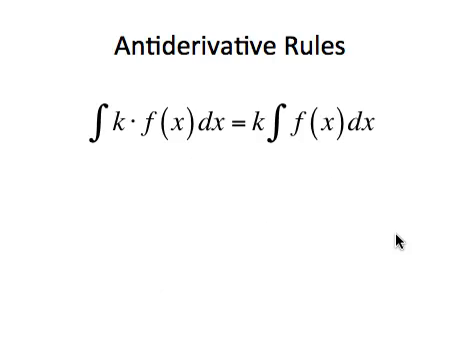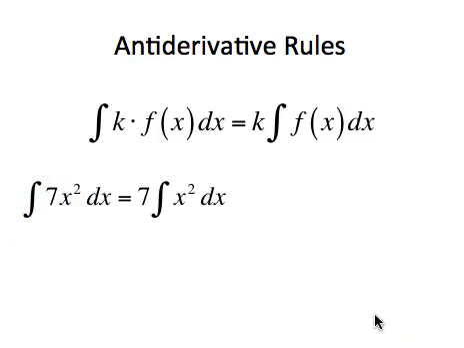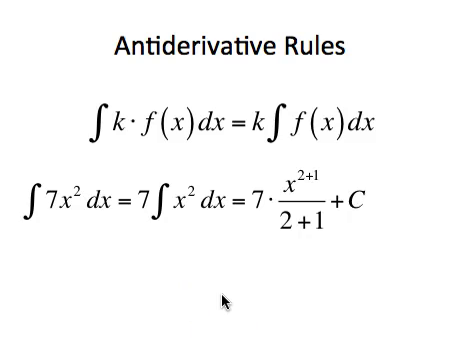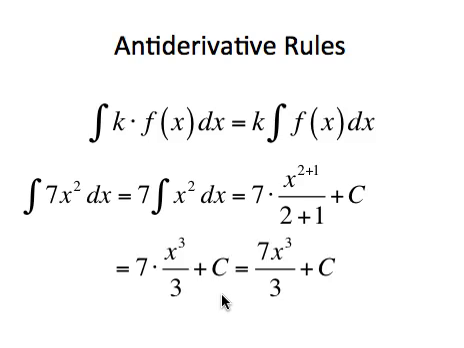Now we've got some rules. Like the derivatives, we can pull constants out in front of an antiderivative. So the antiderivative of k times f of x is k times the antiderivative of f of x. So if I want the antiderivative of 7x squared, we'll pull the 7 out in front. So that's 7 times the antiderivative of x squared dx. But now we know how to do this with our power rule. That will be x to the 2 plus 1 over 2 plus 1, plus c. So 7 times x to the 3rd over 3 plus c, which we'll write as 7x to the 3rd over 3 plus c.